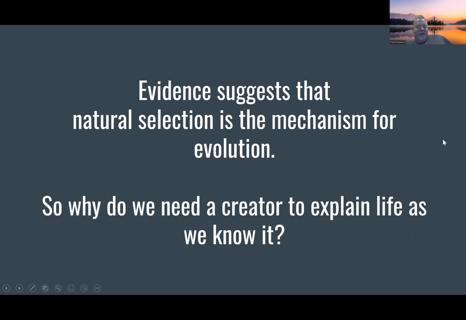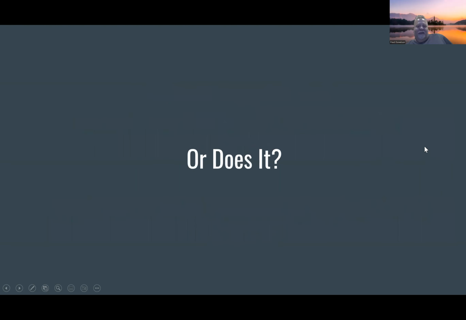So the evidence suggests that natural selection is the mechanism for evolution. And so a lot of evolutionists say, well, why do we need a creator then to explain life as we know it? The evidence just supports this idea of evolution. Or does it? Well, that's what our next video will talk about. We're going to talk about the problems with that and what natural selection is and what it actually isn't. And so we'll be sharing that.